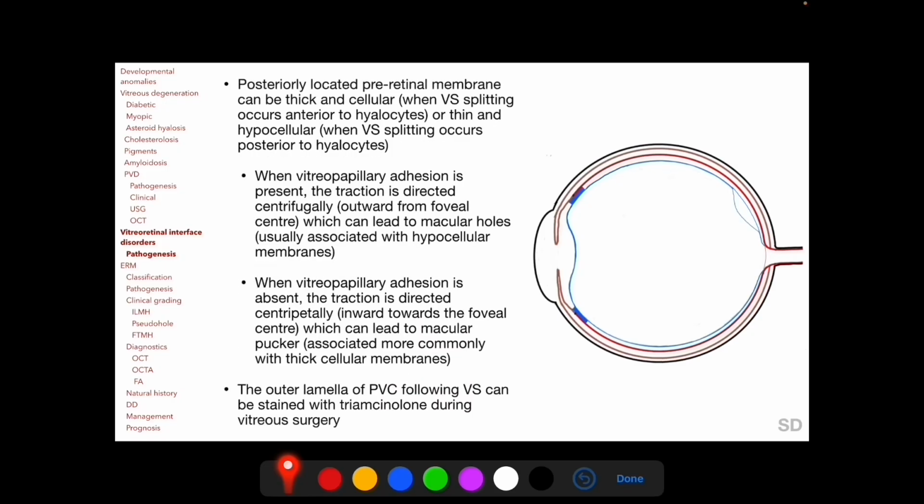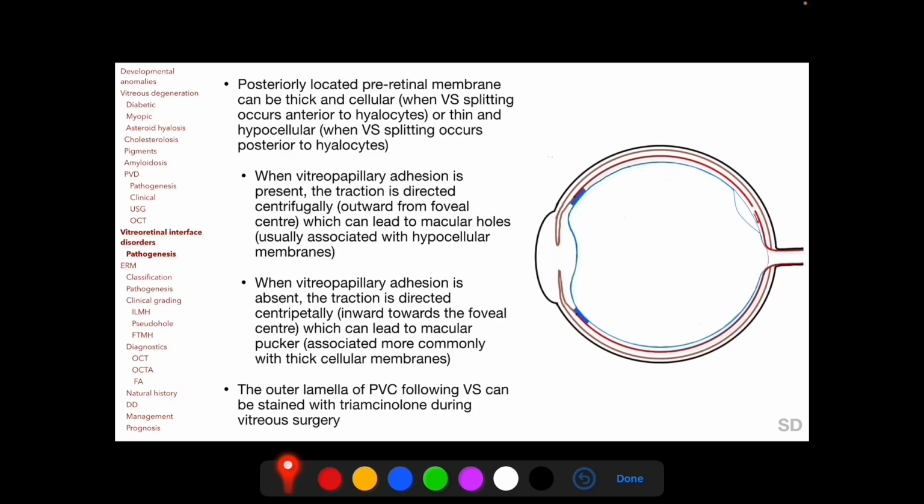Similar preretinal membranes located posteriorly can be either thick and cellular, when the vitreoschisis splitting occurs anterior to the hyalocyte monolayer, or thin and hypocellular when vitreoschisis splitting occurs posterior to hyalocytes. We may recall here that hyalocytes reside in the posterior vitreous cortex in a monolayer.